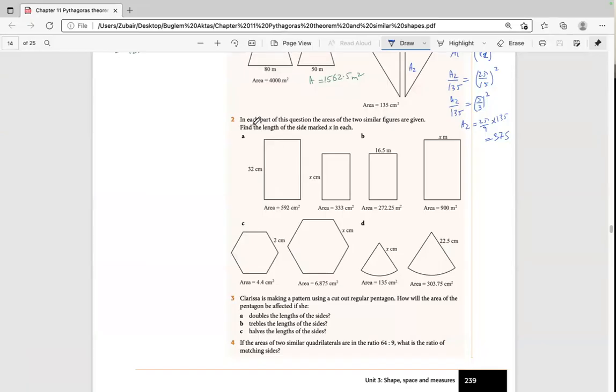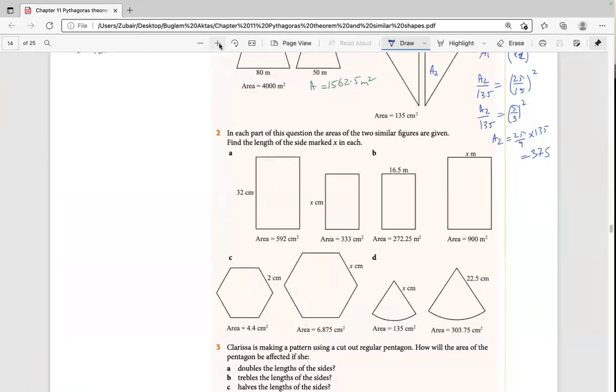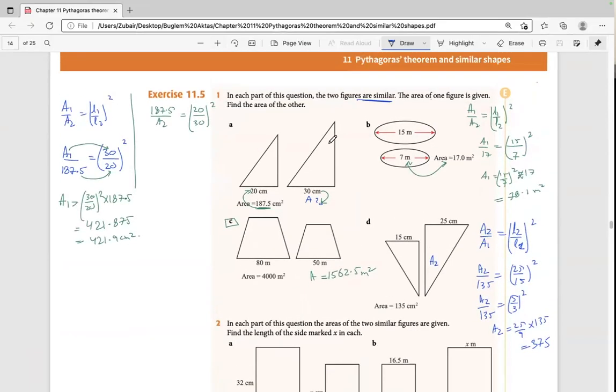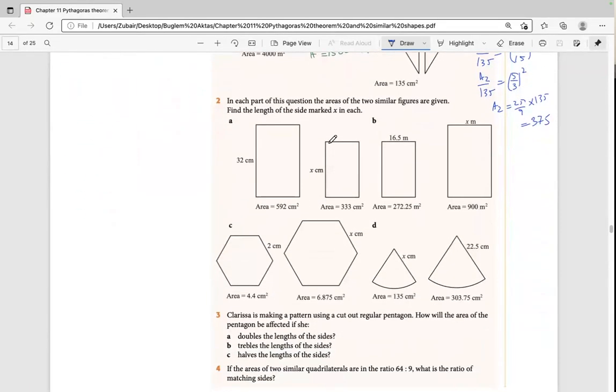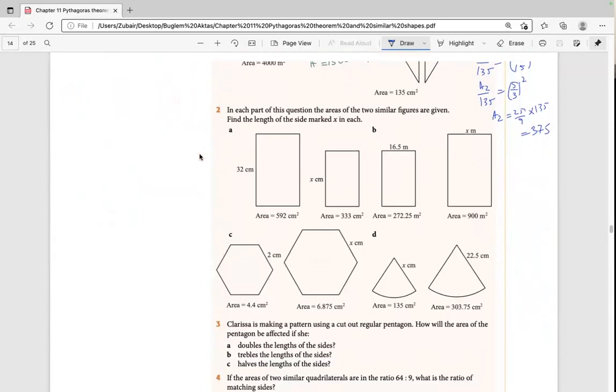So question number 2 says, in each part of this question, the areas of the two similar figures are given. Find the length of the sides. What we were doing before, we had those lengths and we were finding the areas. Now area is given and length is missing. So let's start with question 2A.